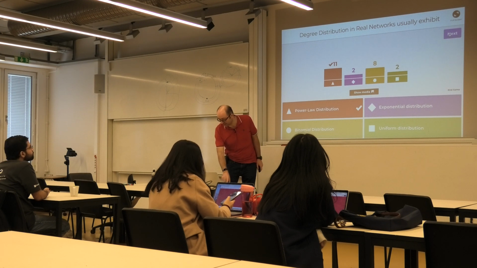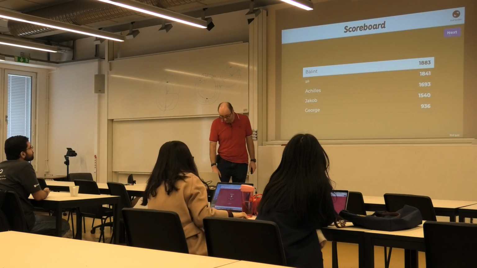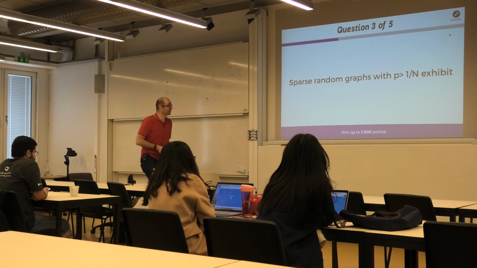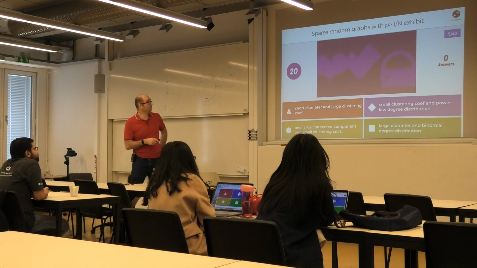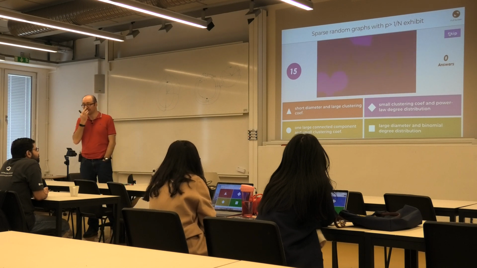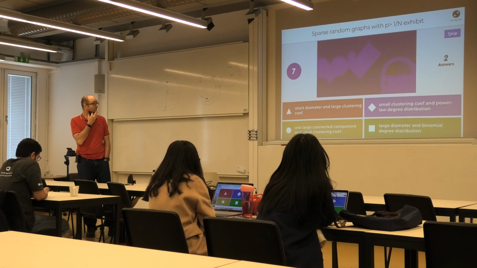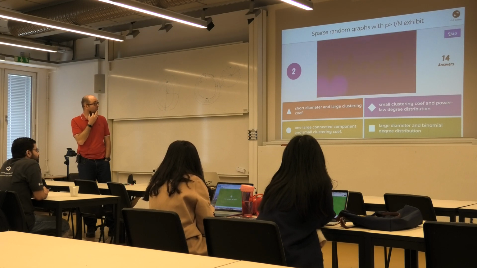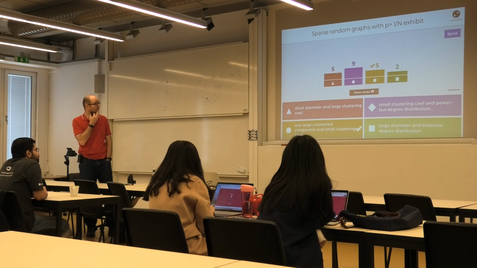Maybe I did a better job than in the first. And we have the same people on top. Let's do next. Sparse random graphs with the p more than 1 over n exhibit. Four, 3, 2, 1, and we go. Ooh. So okay, let's go.